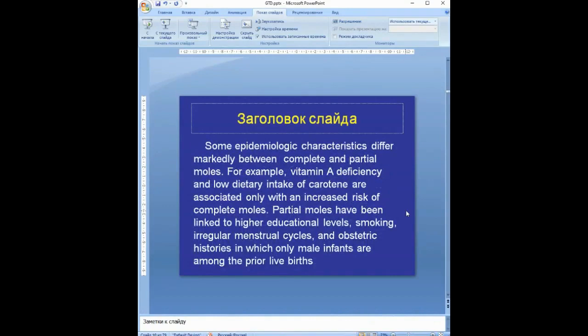Some epidemiologic characteristics differ markedly between complete and partial moles. For example, vitamin A deficiency and low dietary intake of carotene are associated only with increased risk of complete moles. Partial moles have been linked to higher educational levels, smoking, irregular menstrual cycles, and obstetric histories in which only male infants are among the prior live births.